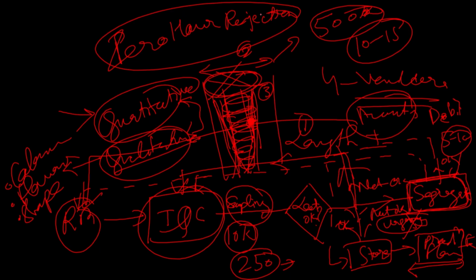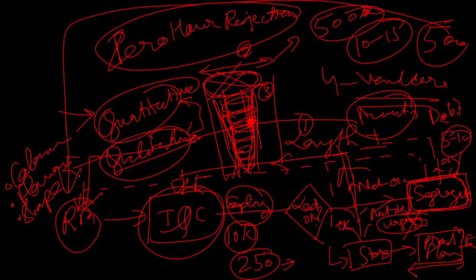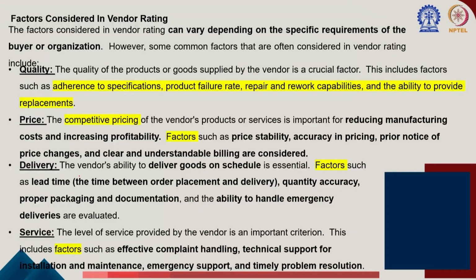So this is 0 hour rejection. In the end, whatever you use from that lot, let us say if 500 pieces are rejected, these will be sent back to the raw material supplier, and against that lot a debit note will be raised against that raw material supplier. So keep this complete picture in mind, so that we can quickly refer to it.